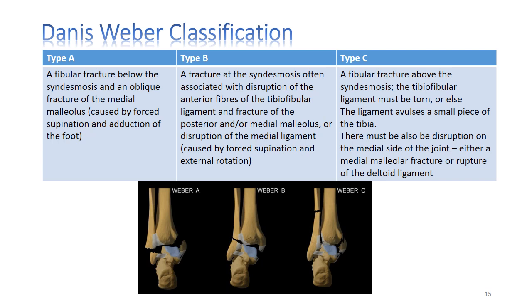In type C, fibular fracture is above the syndesmosis. The tibiofibular ligament must be torn. The ligament avulses a small piece of the tibia. There must be a disruption on the medial side of the joint, either a medial malleolar fracture or rupture of the deltoid ligament. This is the picture showing the Dennis-Weber classification.